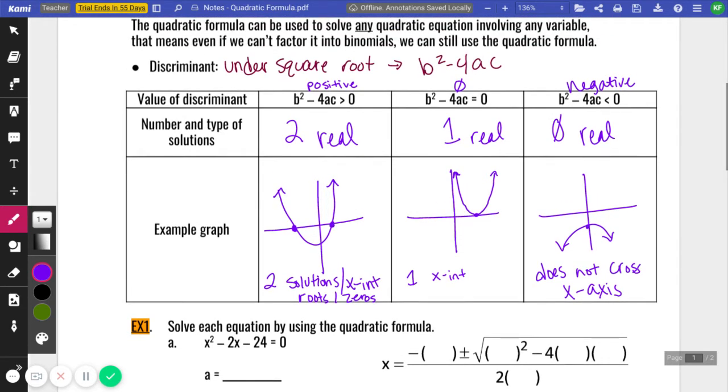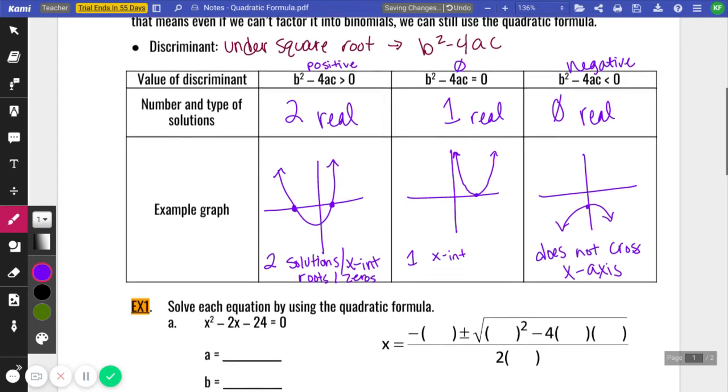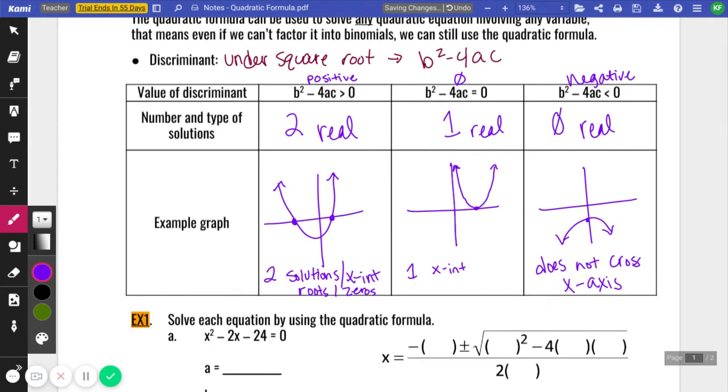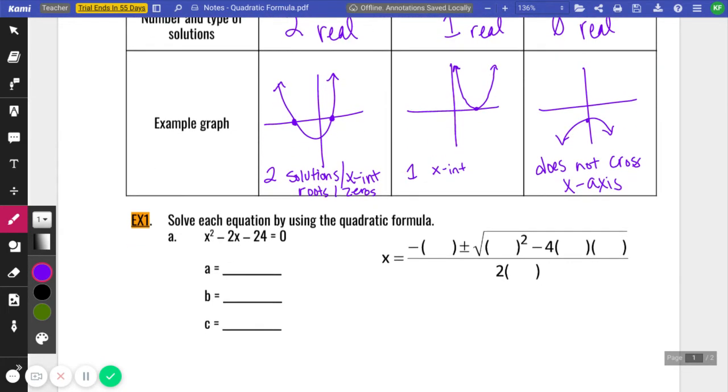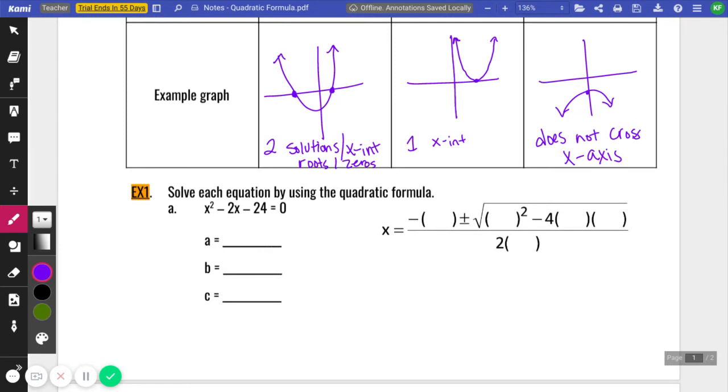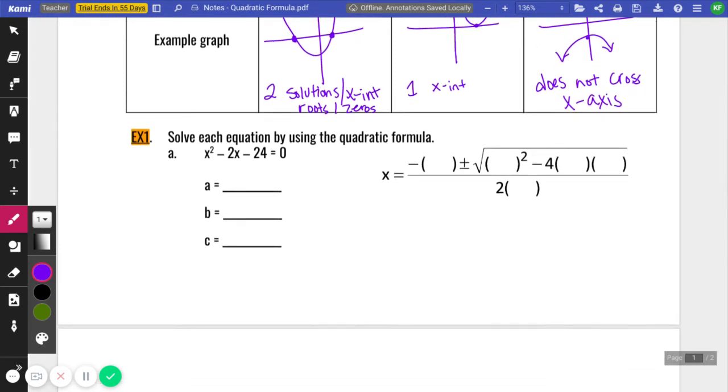So those are the things that the discriminant can tell us. There are some questions in your quizzes, practice assignment, and your quiz that will ask you specifically about the discriminant. So that's a good starting place. And you'll learn how we plug values in here in this next part where you could test the discriminant.